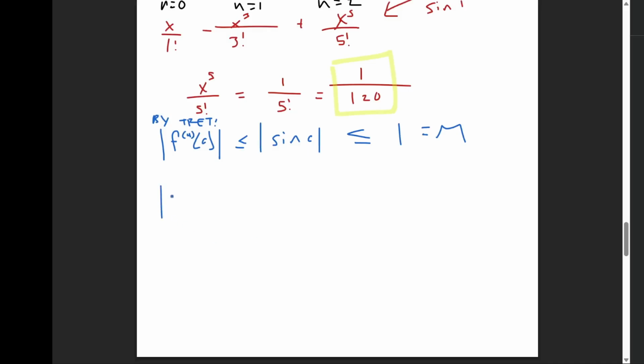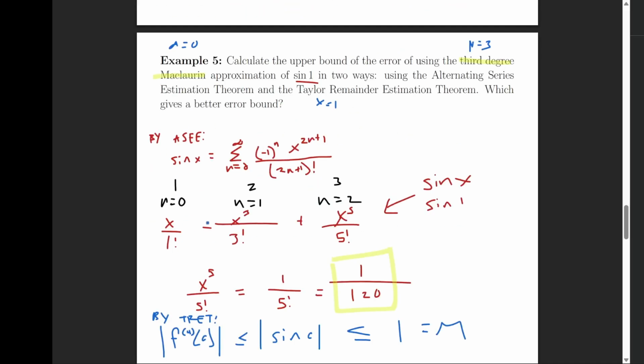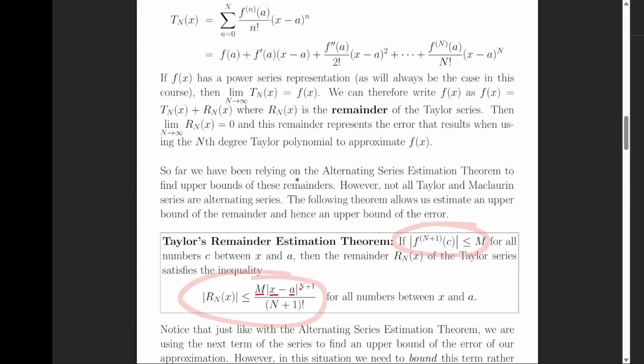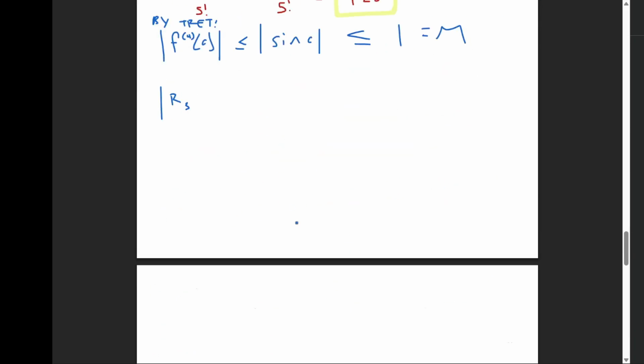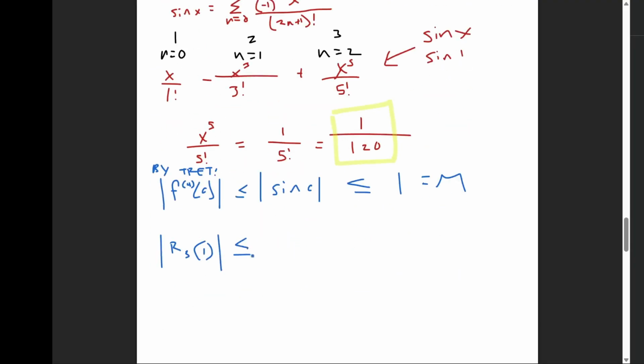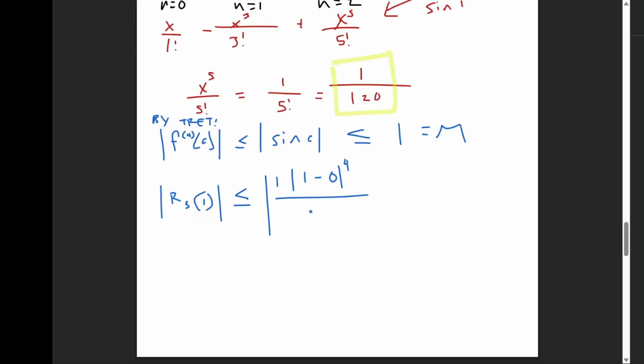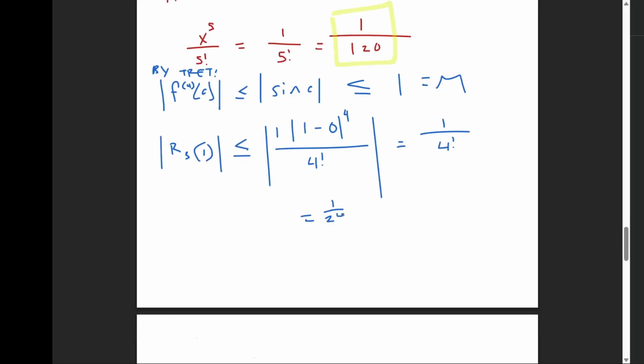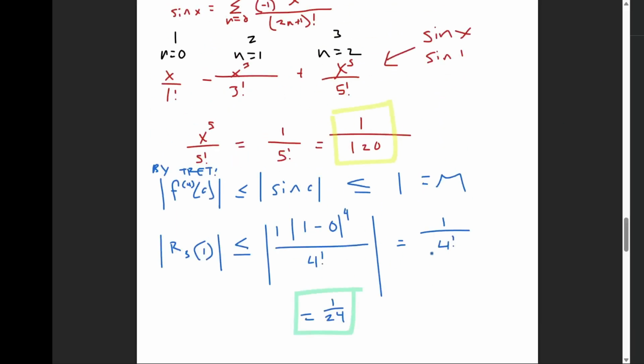So then we plug into the equation. We're using this remainder equation right here that you will have memorized, and our n is 3 and x in this case is 1. So we have m, which is 1, times x minus a, where x is 1 minus a, which is 0, and then n plus 1 up here, so 3 plus 1, which is 4, divided by n plus 1 factorial, which is 4 factorial. So 1 times 1 to the 4th power is 1, and then 4 factorial, so this is 1 over 24. So that's our answer.